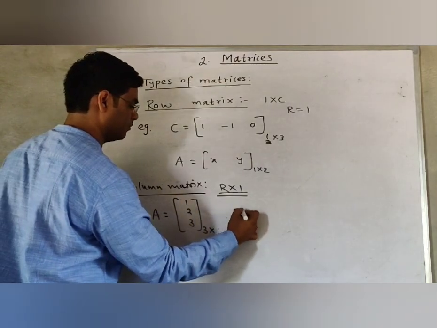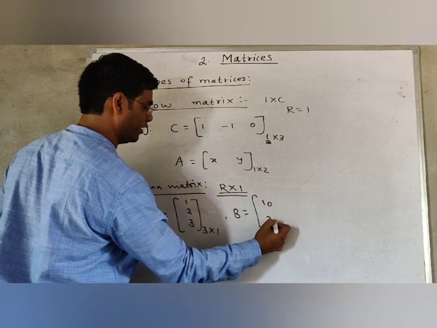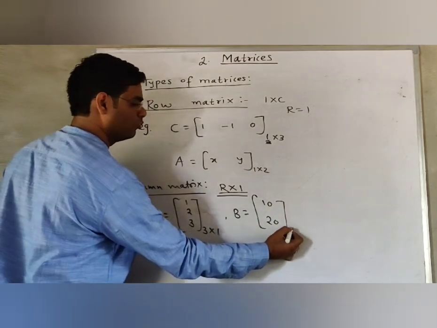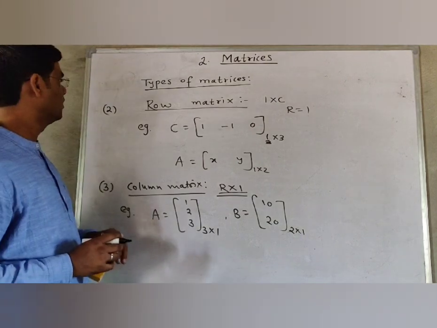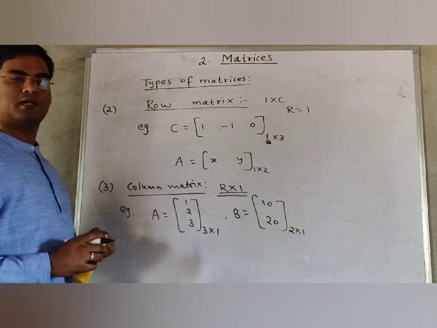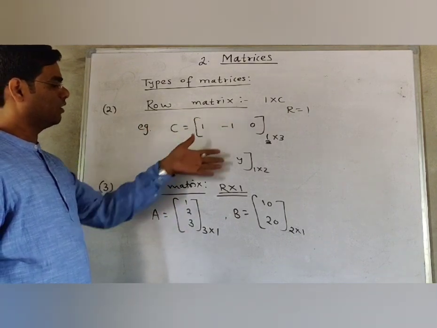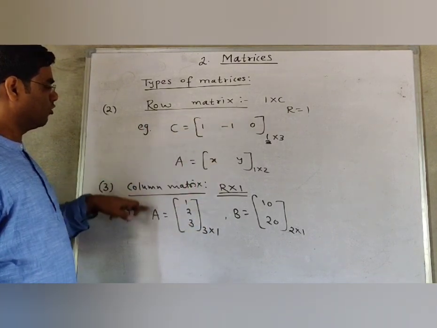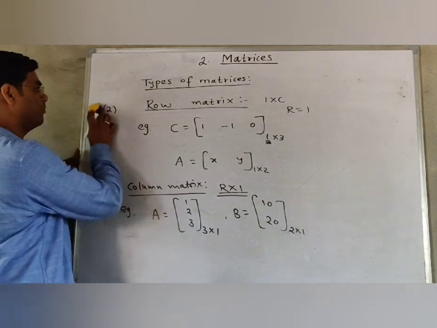Let us take another example. B is a matrix containing the elements 10 and 20. It consists of 2 rows and 1 column. Therefore this is an example of a column matrix. So row and column matrices are special cases of rectangular matrices. I mean these are rectangular matrices also. Column and row matrices are types of rectangular matrices.